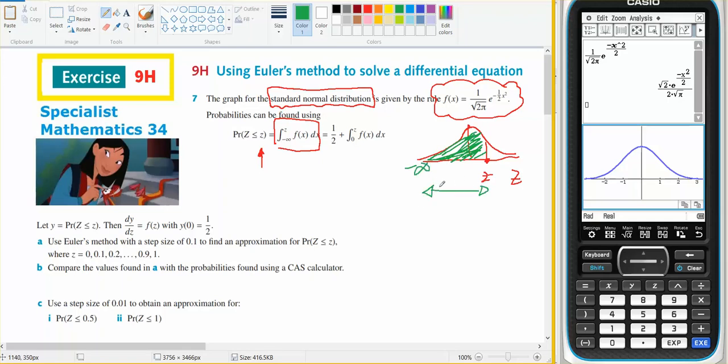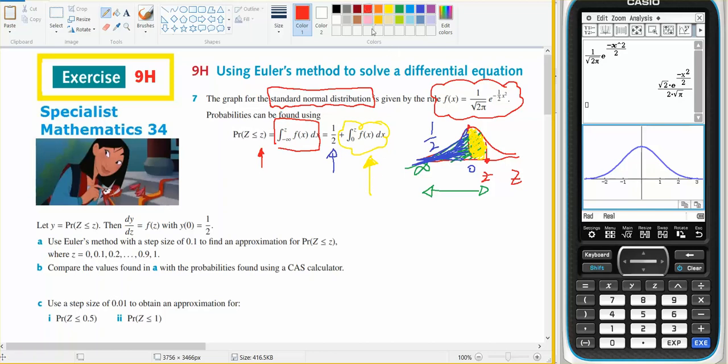Since it's perfectly distributed, then I know that this half is exactly that, half. So it's the same as a half plus the integral from 0 to z. So I'm saying that I have two bits to it. I have the blue bit, which is a half, and the yellow bit, which is this bit here. And we're going to use this in the normal approximation.